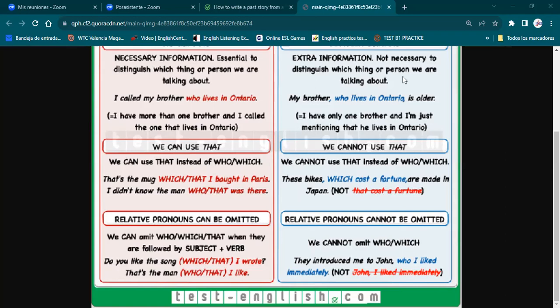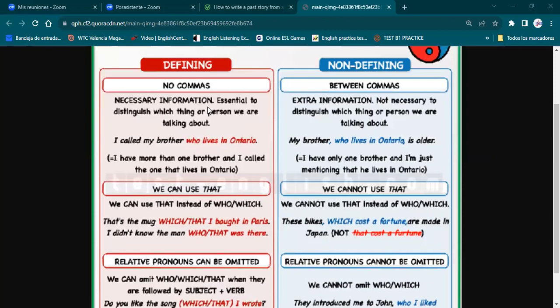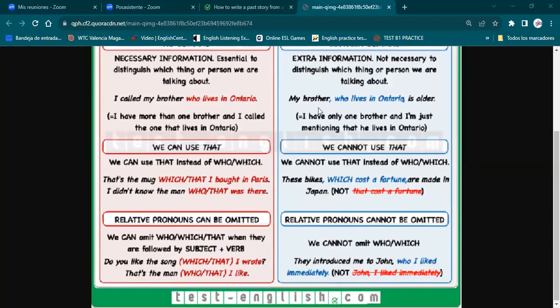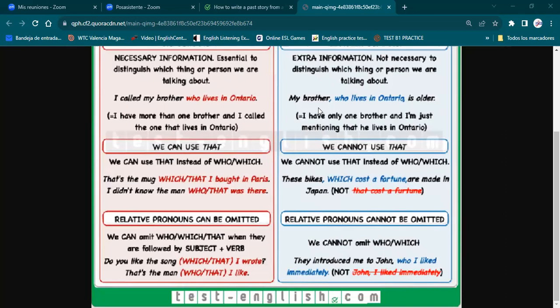Questions up to now? No, Miss. Maria, no problem. Guido, no problem. So here in the defining, I need the information to understand. In the non-defining, the information is not relevant. That's why it is between commas. It can be omitted. We cannot use that instead of who or which.